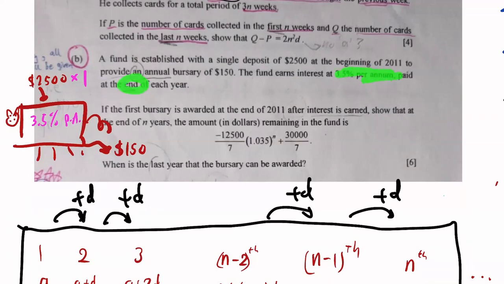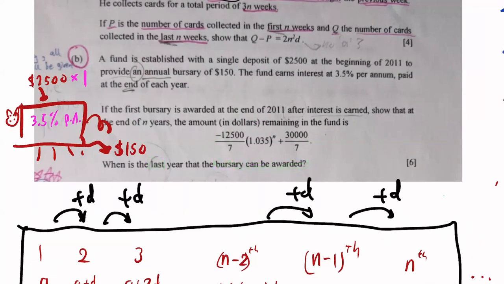This interest is only paid at the end of each year. However, the annual bursary, when is it released? When is it given out? I'm also not sure. Let's continue reading. If the first bursary is awarded at the end of 2011 after interest is earned, show that at the end of n years, the amount in dollars remaining in the fund is this expression. And when will be the last year that the bursary can be awarded?